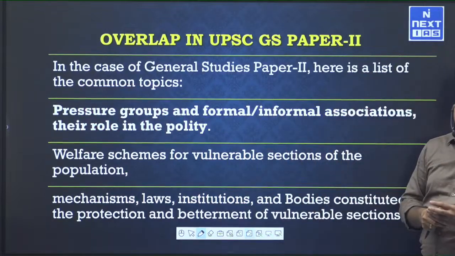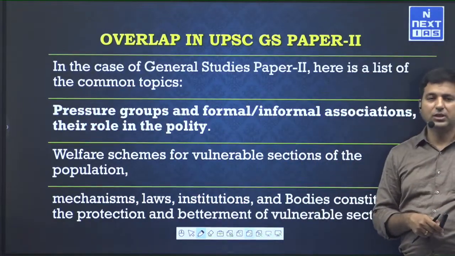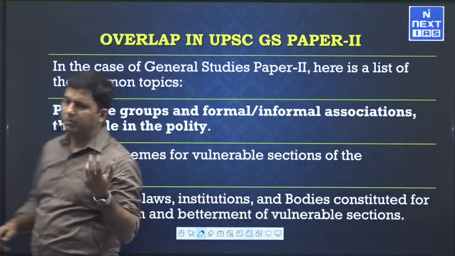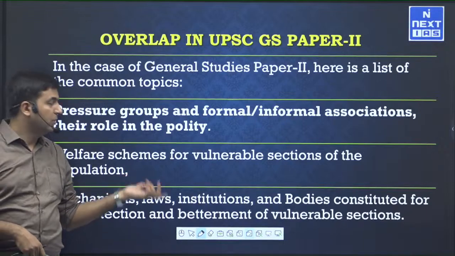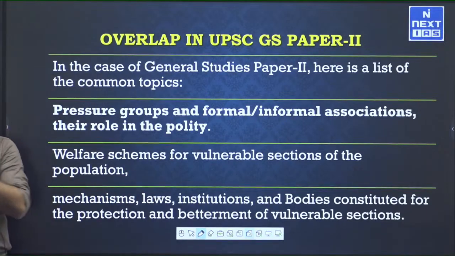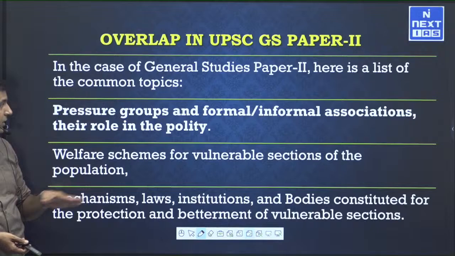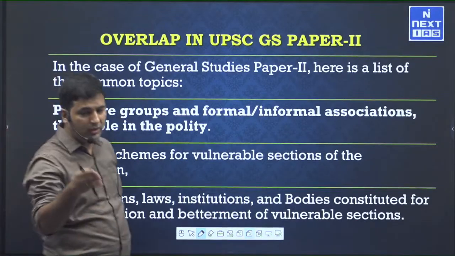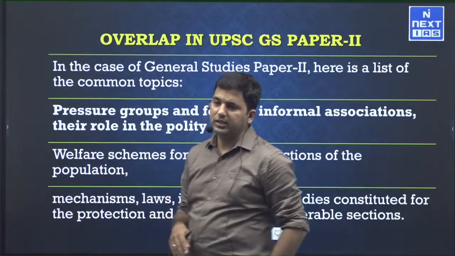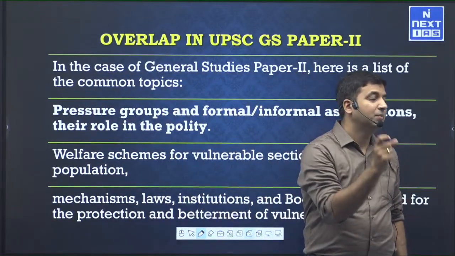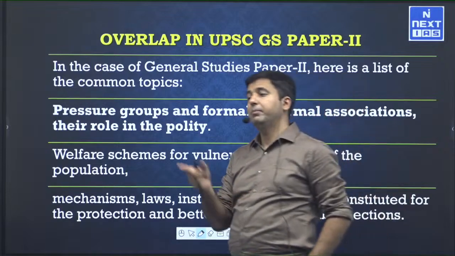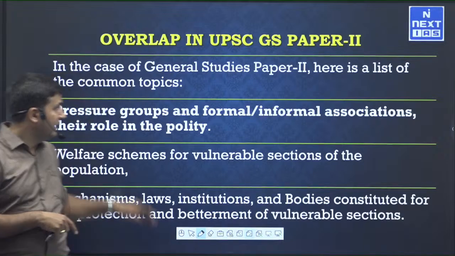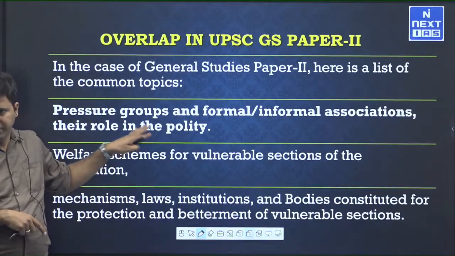In paper 2, along with the social justice part, we will have welfare schemes, mechanisms, institutions, laws and bodies, then issues relating to poverty and hunger, and issues relating to health, education, human resources. That is there anyway. Besides that, pressure group is in the syllabus. If you just open the syllabus, unit number 7, politics and society, you will find a topic called pressure group. You will find it in paper 1 and in paper 2. Can you see pressure group in it? Pressure group, civil society, and it is also in your GS paper 2.